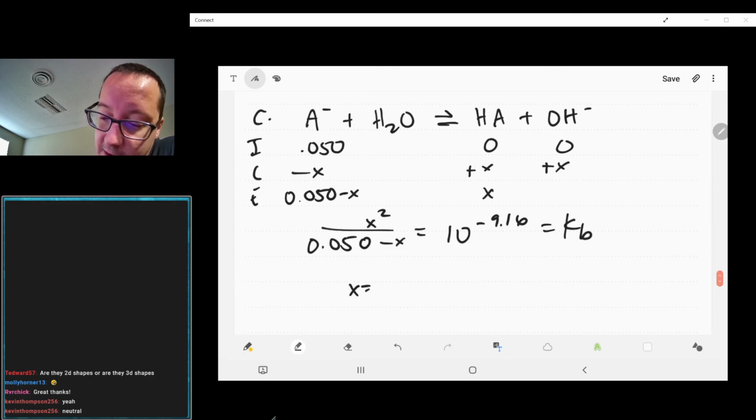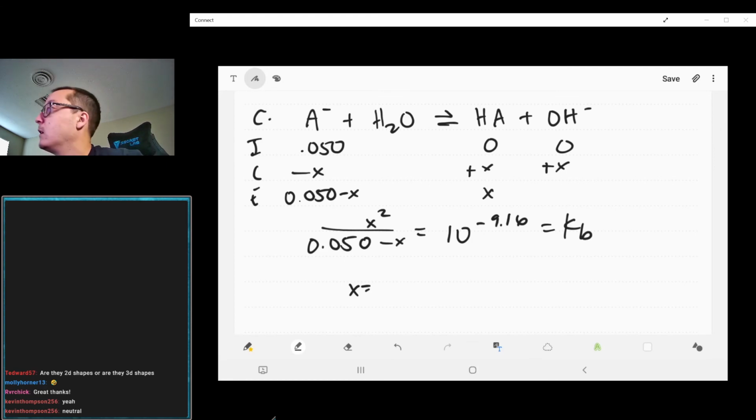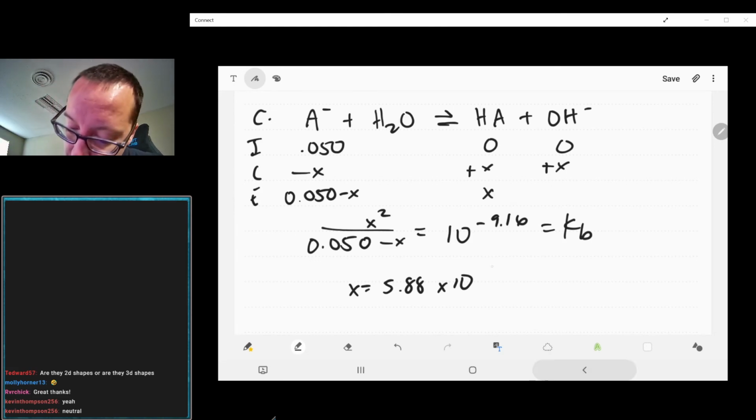So if we do this, x will be equal to 10 to the minus 9.16 times 0.05, square root it. We get 5.88 times 10 to the negative 6th power. Definitely that's going to be less than 5%, but we should check it anyway. Divide that by 0.05. That's going to be 0.01%.